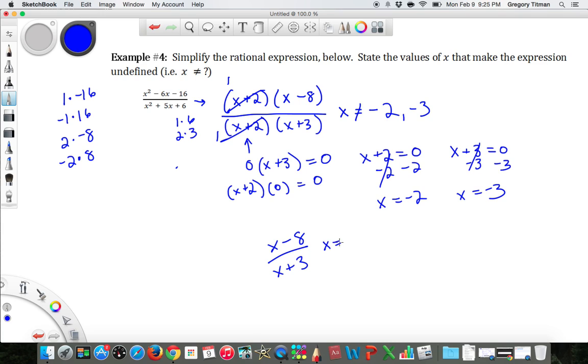Our last step is to state what values are excluded from the domain. That would be x cannot equal negative 2 or negative 3, and we are finished. This is our final solution.